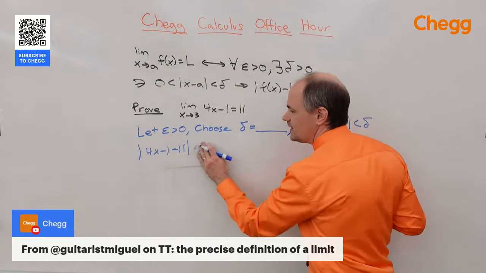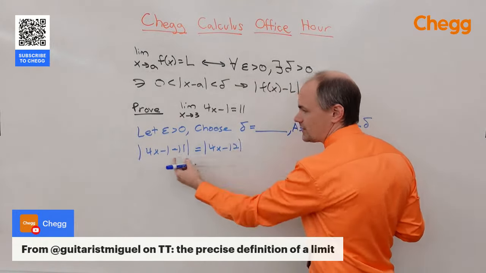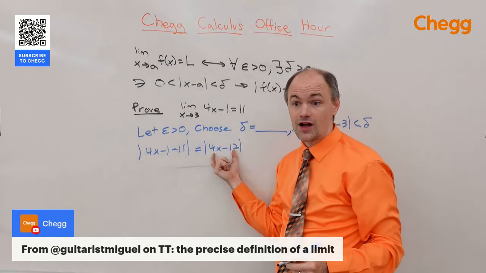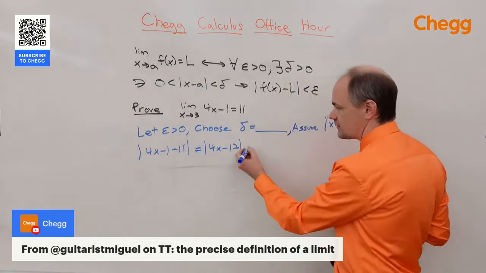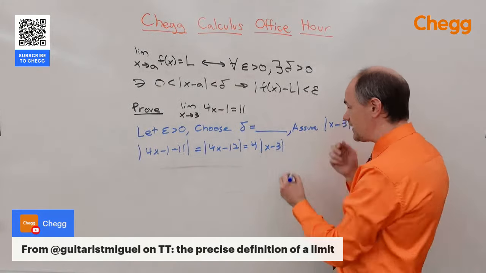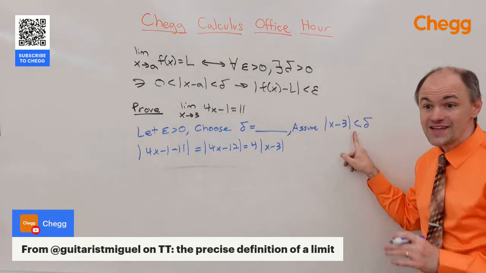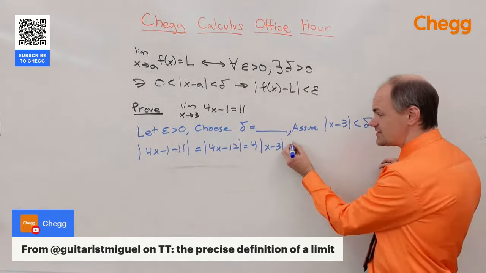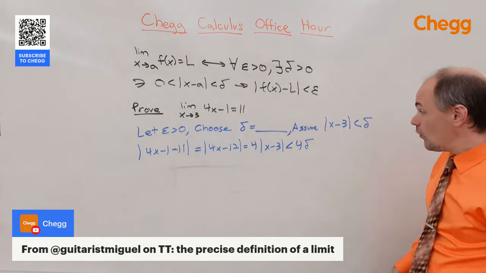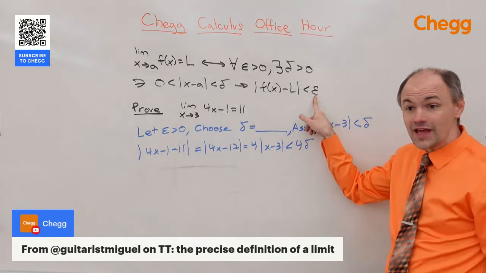Well, it's definitely equal to the absolute value of 4x minus 12 by just combining like terms. Both of these numbers have a common factor of 4. I'll factor out the 4, which leaves behind x minus 3. But I already know something about x minus 3. X minus 3 is less than delta. So this is less than, replace the x minus 3 with a delta. Well, I can choose any delta I want. I just want the answer to be epsilon.